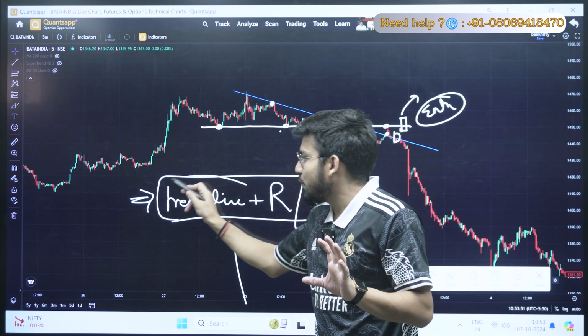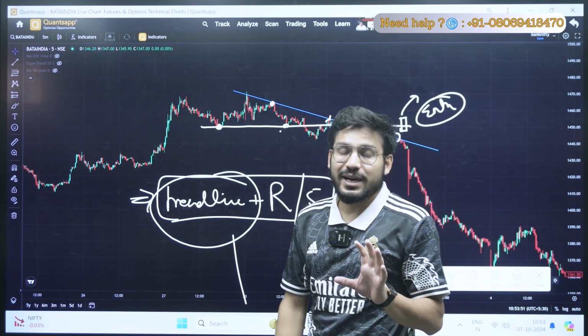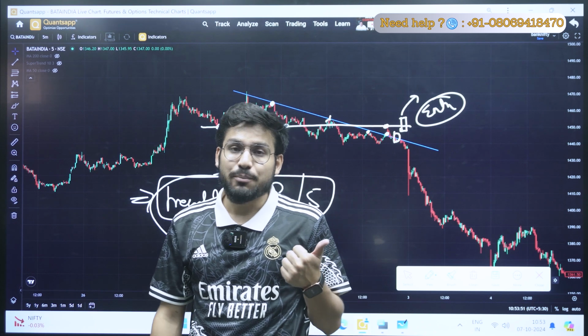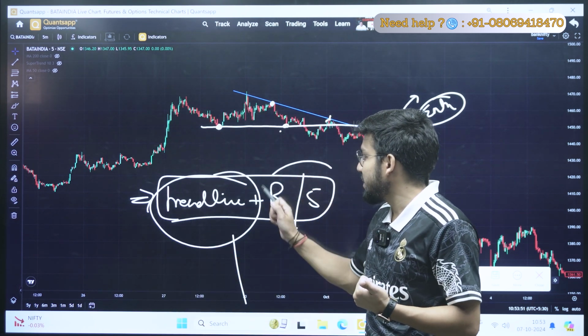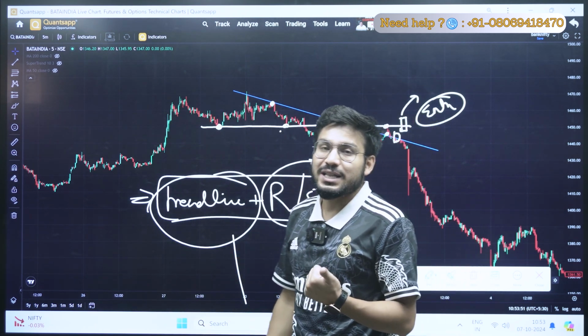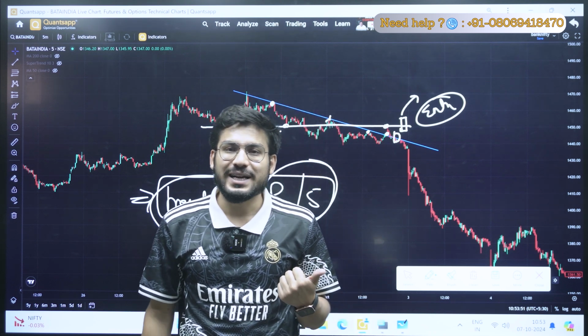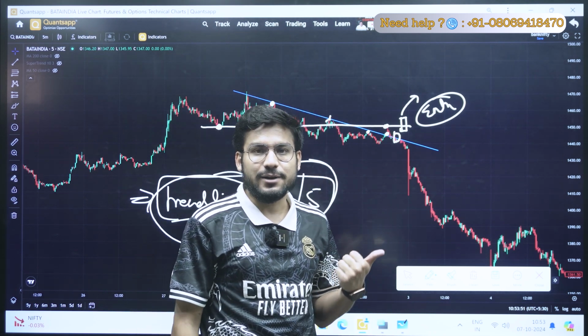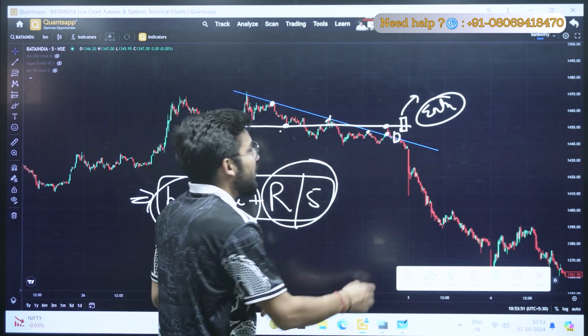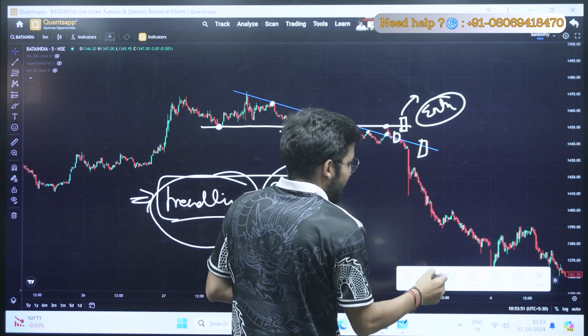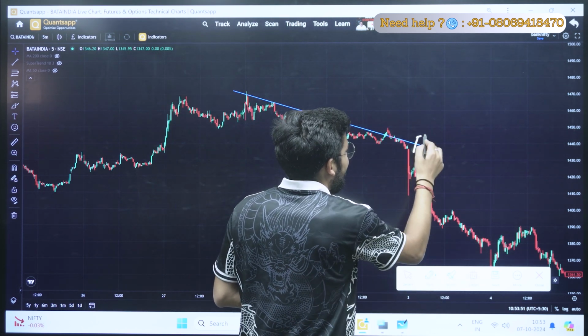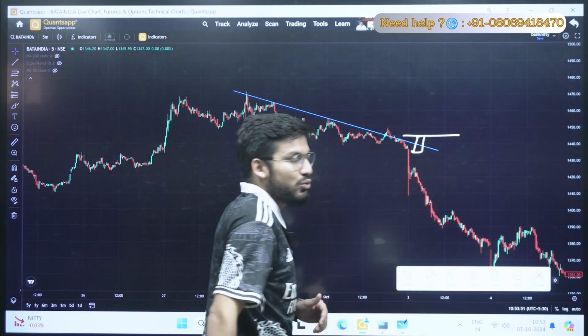So obviously a lot of people trade with trend lines, okay, but that is a very important thing, that always use this with a combination of support and resistance, otherwise you will be getting fake breakouts in your trend line. Okay, now one more thing, whenever you will get a breakout of your trend line, just don't jump into the trade.